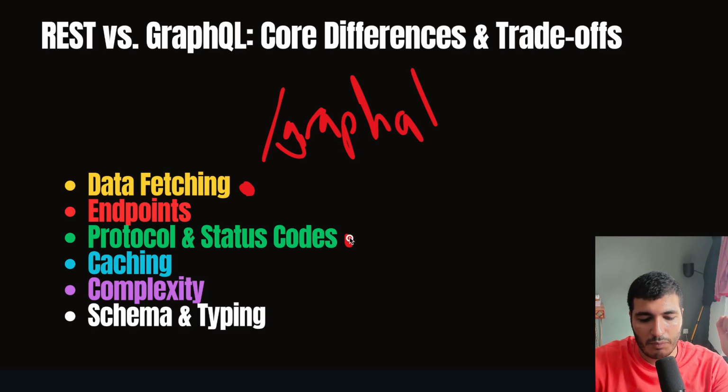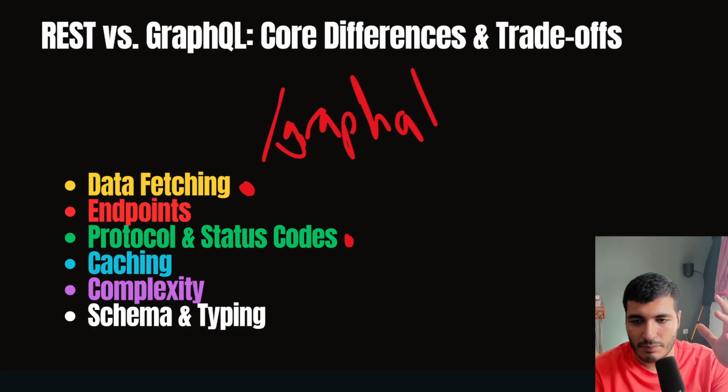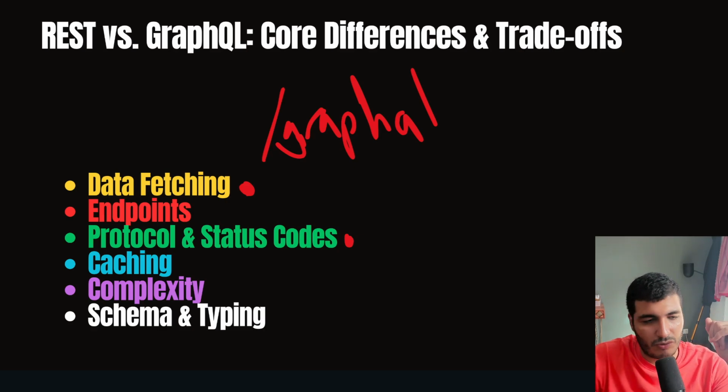Next, we will talk about protocol and status codes. REST fully leverages HTTP semantic verbs like GET, POST, PUT, DELETE, and clear HTTP status codes like 200, which is OK, 404, which is not found, and 500, which is internal server error. GraphQL often uses HTTP POST with a JSON body. It abstracts away HTTP verbs, and most GraphQL responses, even with logical errors, return a 200 OK status with errors embedded in the response body. This can complicate standard HTTP monitoring.